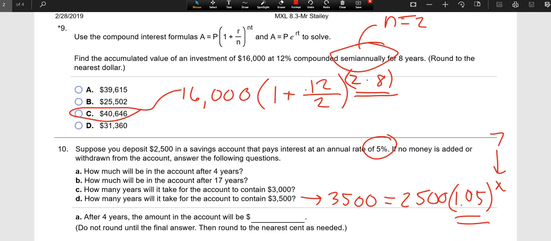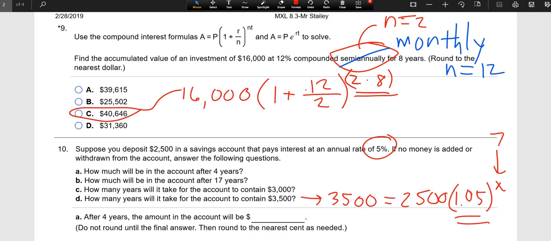All right, now, suppose we change this to monthly. So you're going to get interest 12 times a year. What would that make your end value? Whoa, wouldn't it?